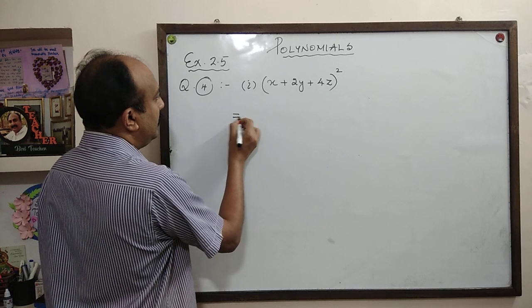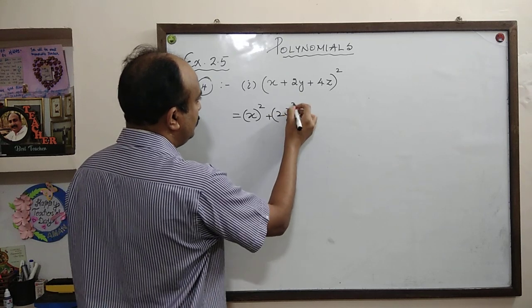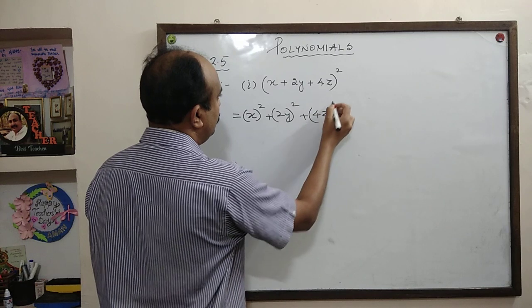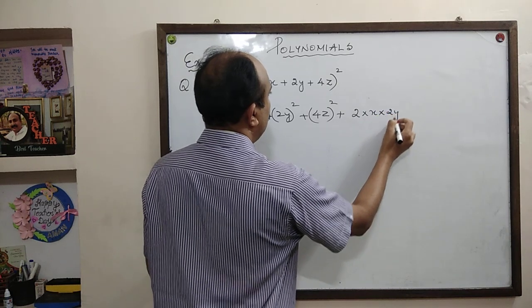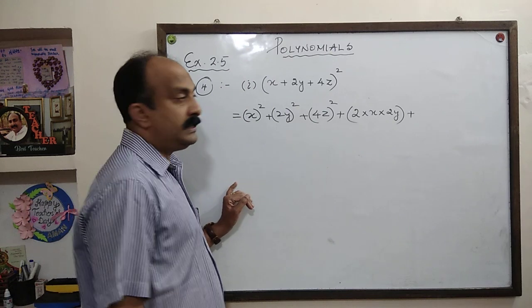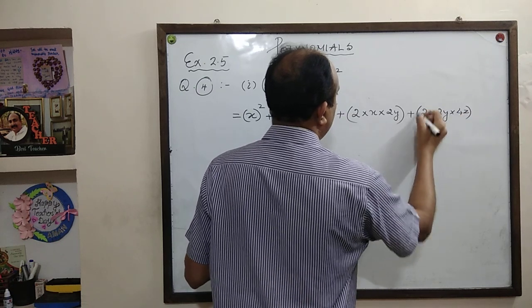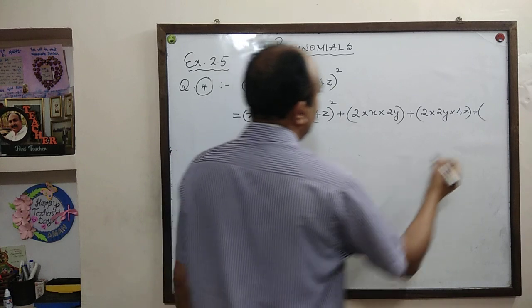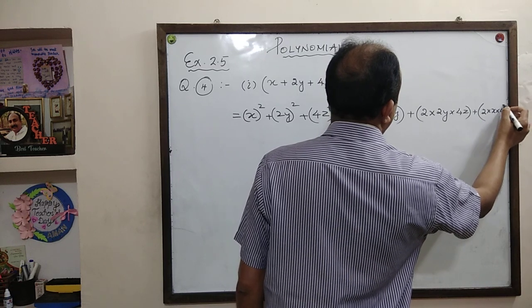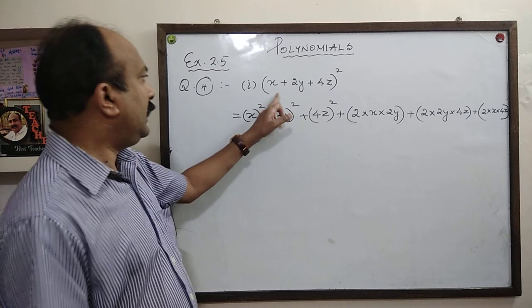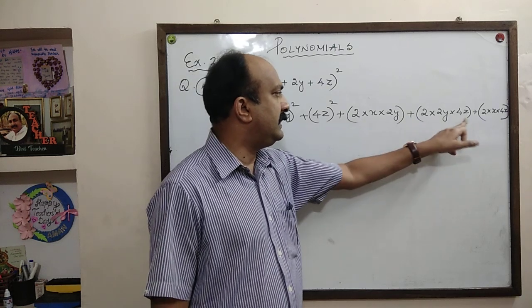The identity is a plus b plus c the whole square is equal to a square plus b square plus c square plus 2ab, 2 into x into 2y, plus 2bc, 2 into 2y into 4z, plus 2ca, 2 into x into 4z. I repeat, a plus b plus c the whole square is equal to a square plus b square plus c square plus 2ab plus 2bc plus 2ca.